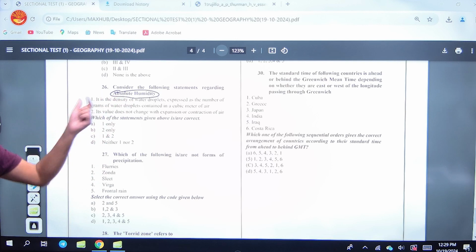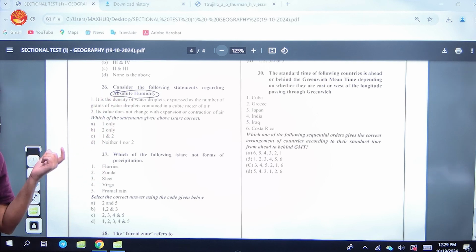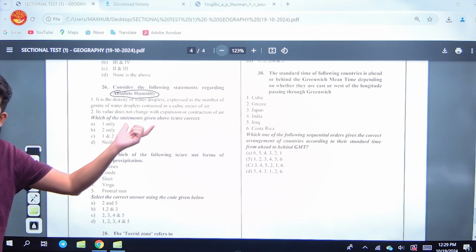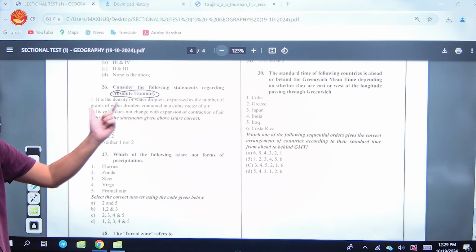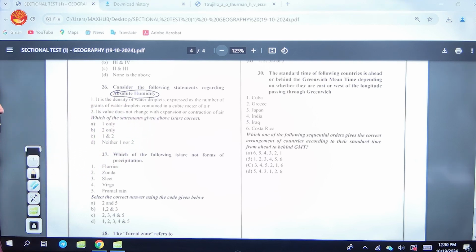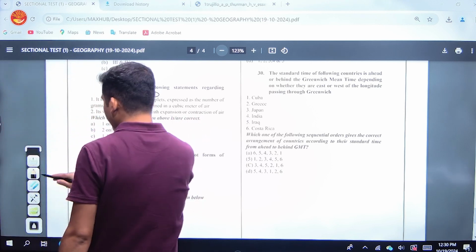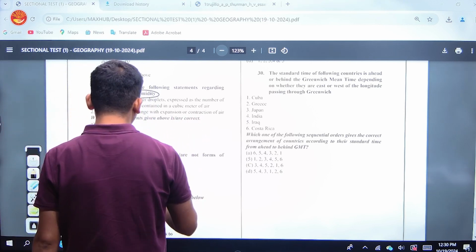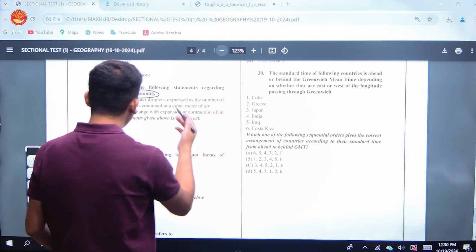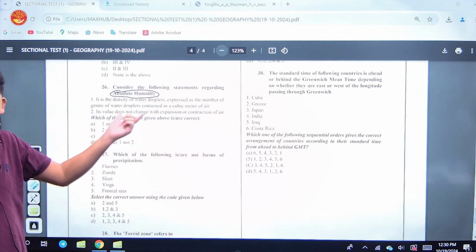Absolute humidity में we consider the density there. What is density, that is expressed in gram per centimeter cube or gram per meter cube, whatever the units. So it is density of water droplets expressed as the number of grams of water droplets contained in cubic meter of air. क्या है बताओ, सही है गलत है? पहला सही है गलत है? absolute humidity का गलत है.